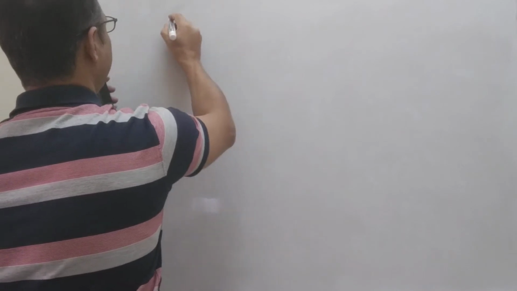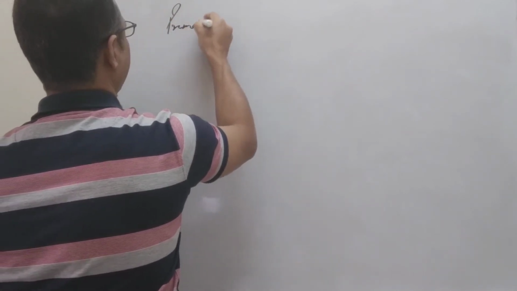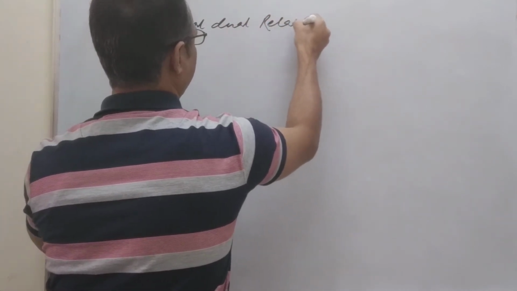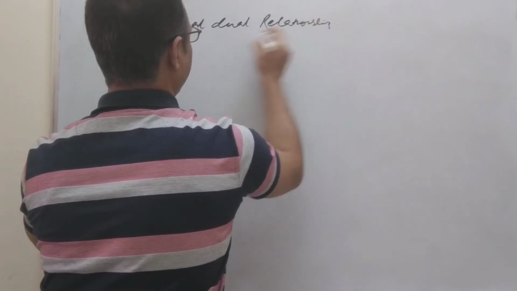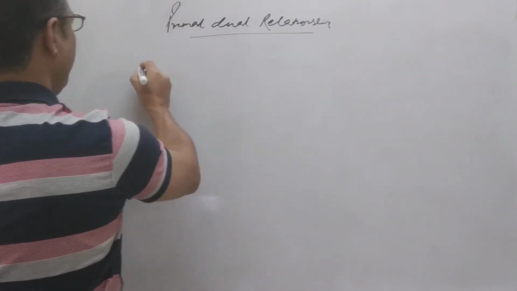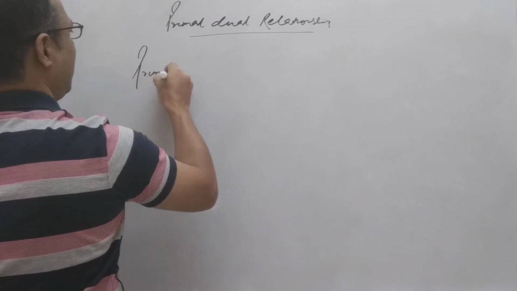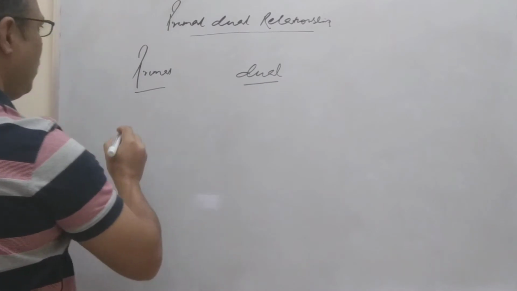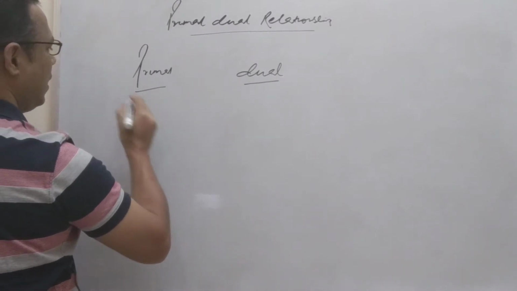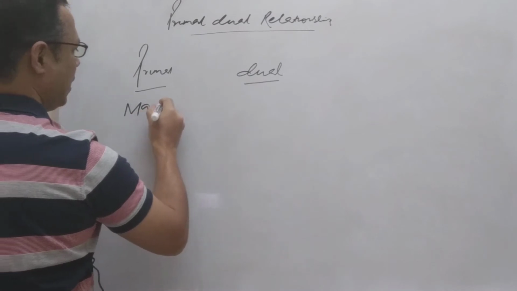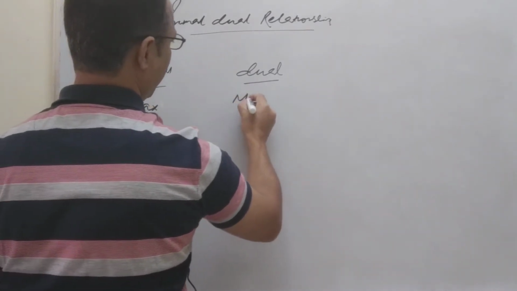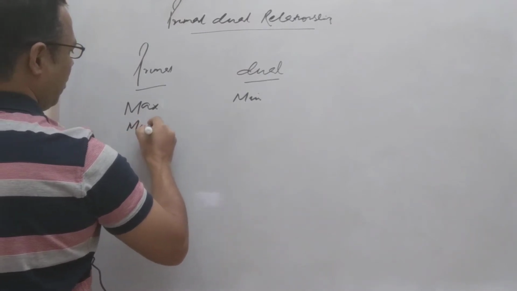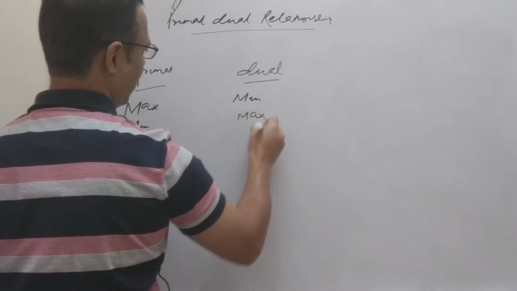So okay, now first I am going to write the primal dual relationship. Very simple. First we should come to know what is the relation between primal and dual. If the question has given its objective function in the form of maximization type, then its dual will always be minimization type. And if it is given in minimization form, then the dual will be maximization form.